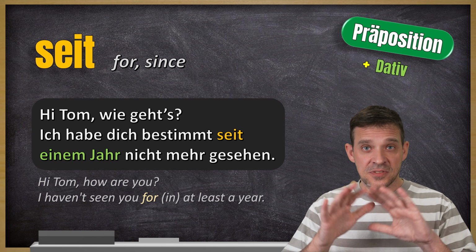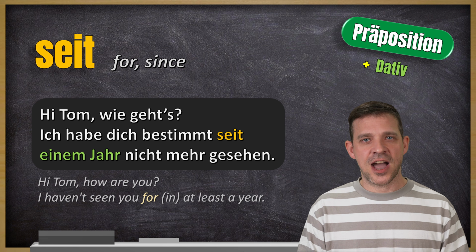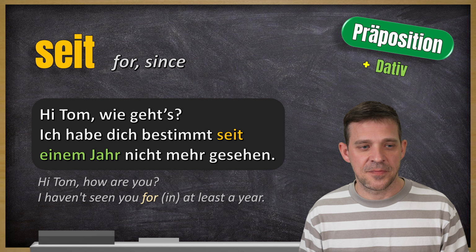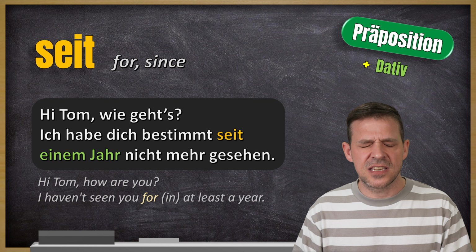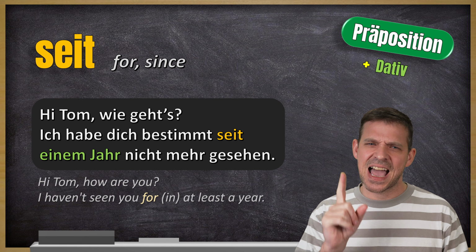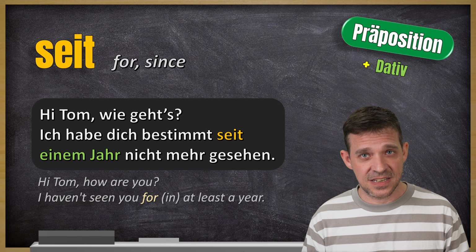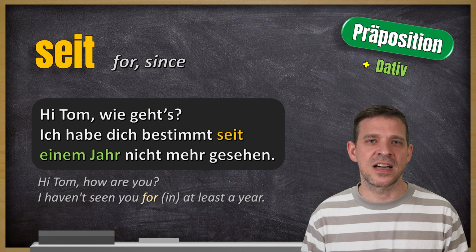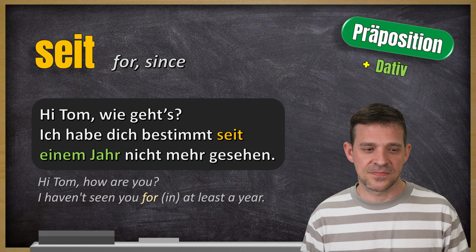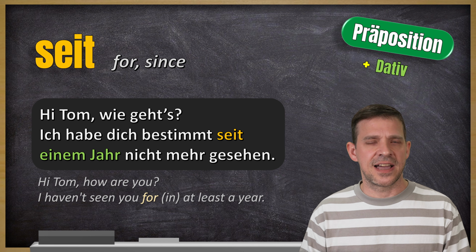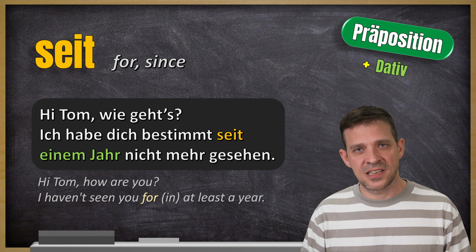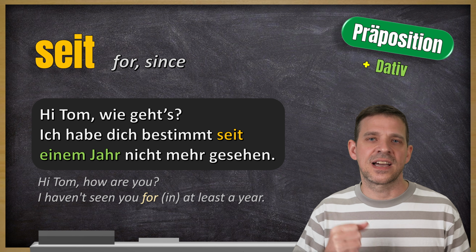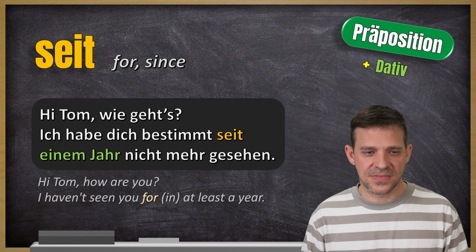Another example. You haven't seen Tom. Tom is a friend of yours and you haven't seen him for a long time. Hi Tom, wie geht's? Ich habe dich bestimmt seit einem Jahr nicht mehr gesehen. Hi Tom, how are you?